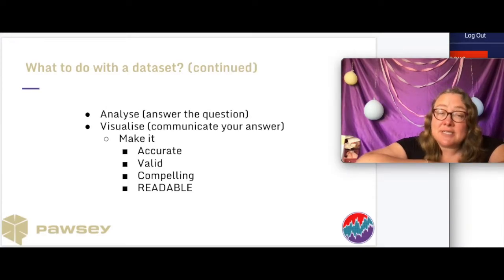Okay, so when you start with a data set, you want to analyze it, you want to visualize it, which is communicating the answer to your question. But when you visualize, it's really important to remember to make your visualization accurate so that the values properly represent the values that you found in your analysis. It should be valid, meaning it shows what you think it shows or what the reader thinks it shows.